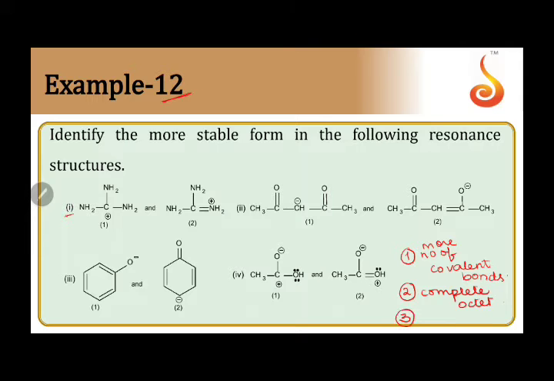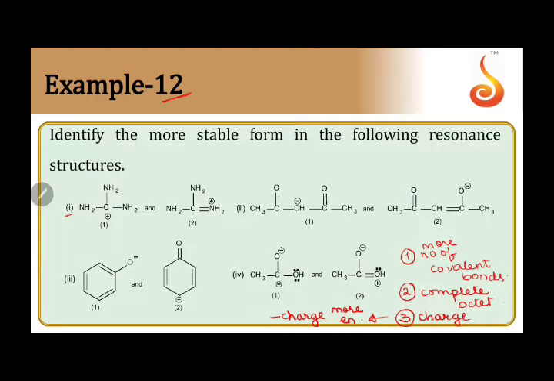All atoms should have a complete octet. Next, we can check the charge. Preferably, no-charge resonating structures are preferred over charged ones. If a charge has to be there, then a minus charge is preferred on the more electronegative atom. This is an important point. Minus charge, if present, should be on a more electronegative atom. This would cause stability.